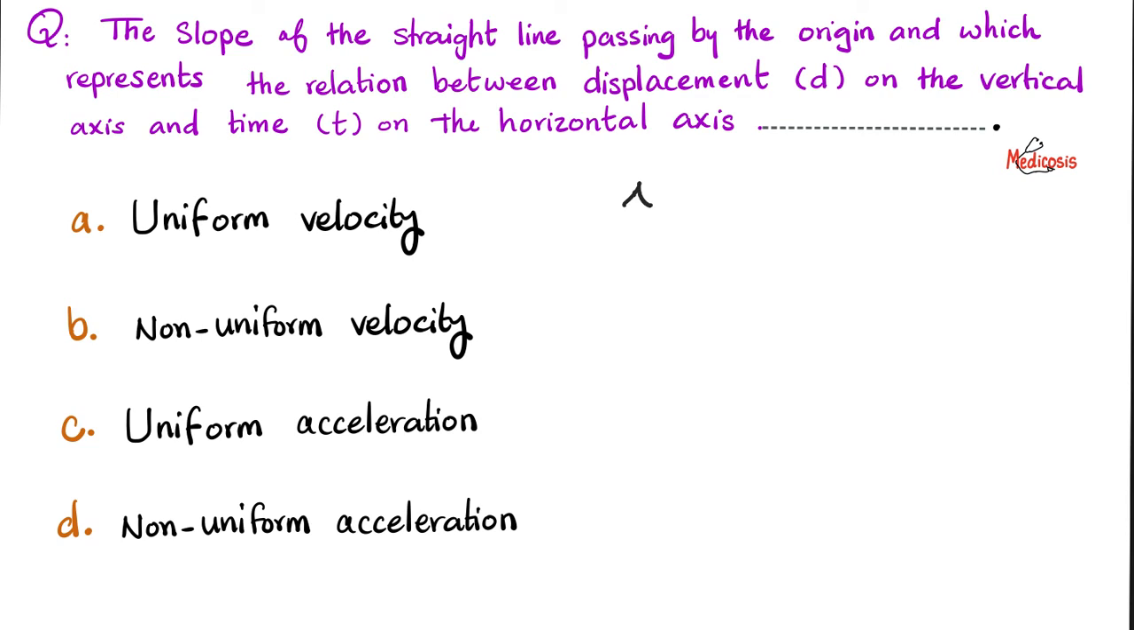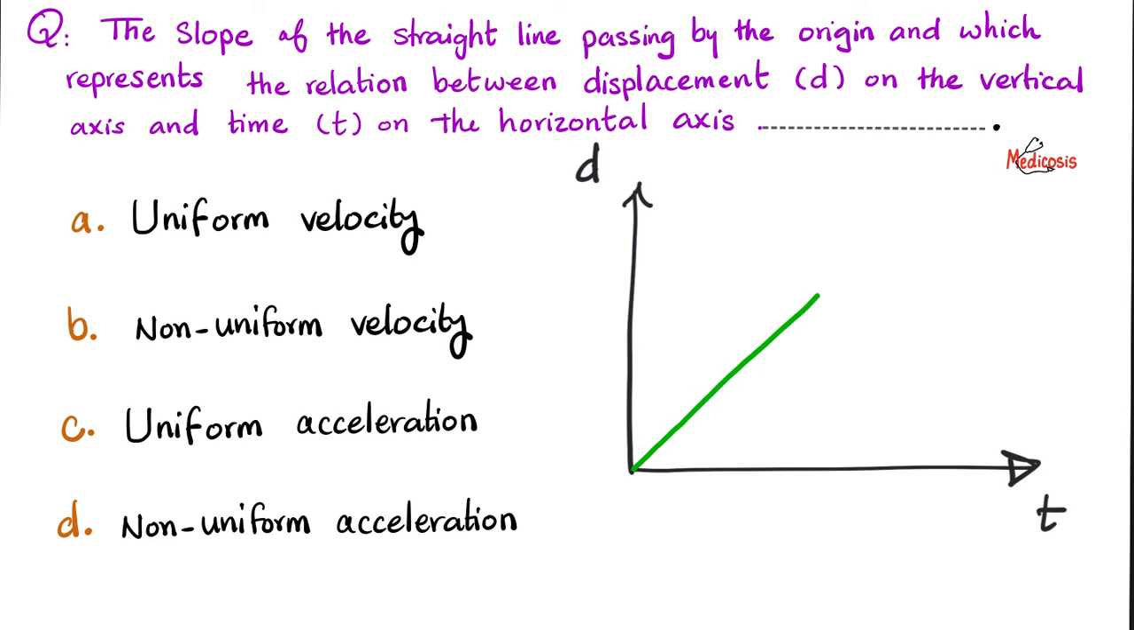Let's draw this together. So I need a vertical and a horizontal. What's my vertical? Displacement. And what's my horizontal? Time. And how is the relation? Well, it's a straight line passing by the origin. The origin, by the way, is 0 and 0. It's this point right here, the beginning, okay? And going up like this. It is a straight line.